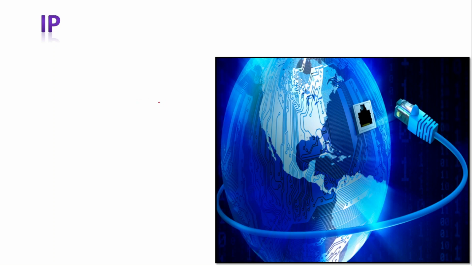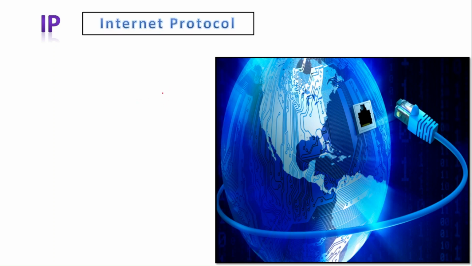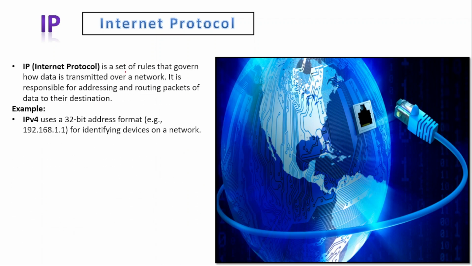IP, that is Internet Protocol. So IP, Internet Protocol, is a set of rules that govern how data is transmitted over a network. It is responsible for addressing and routing packets of data to their destination. Example, IPv4 uses a 32-bit address format, for example, 192.168.1.1, for identifying devices on a network.